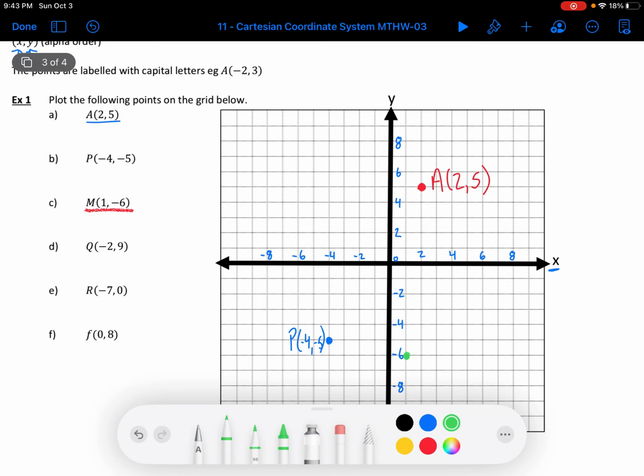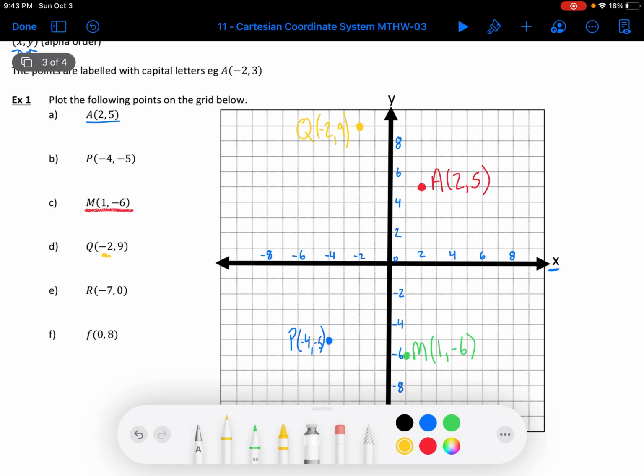Get my other marker out here. We've got point M, whoops, which is 1, -6. Q, I'll do Q here as well. We've got yellow. We've got -2 and then 9, so I'm going to go 2 to the left because I'm going left and right first, and then up 9. Okay? So we've got Q is -2 and 9.